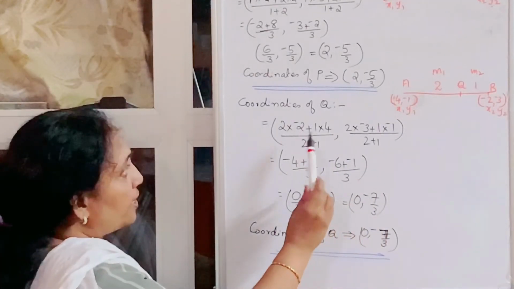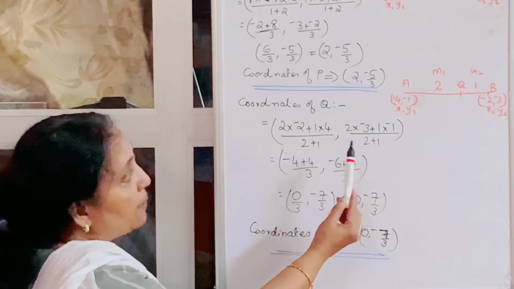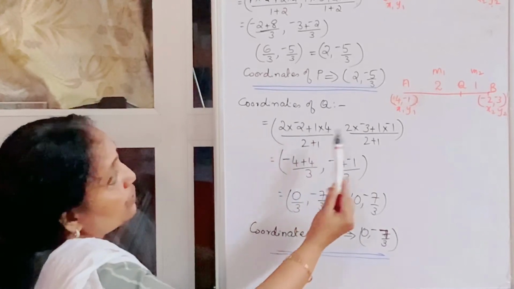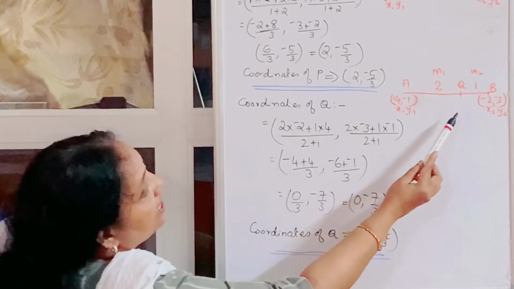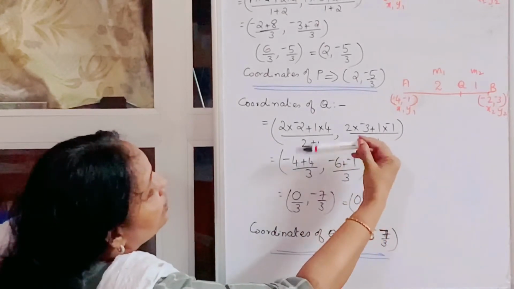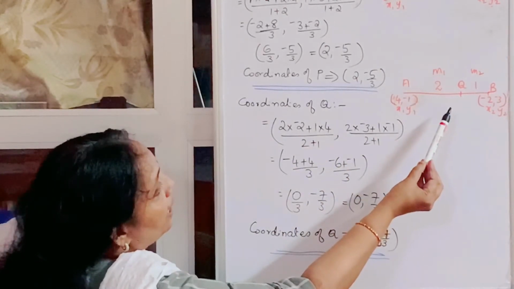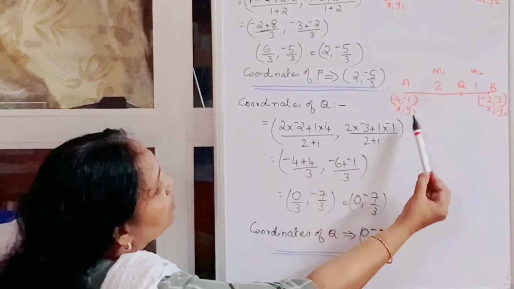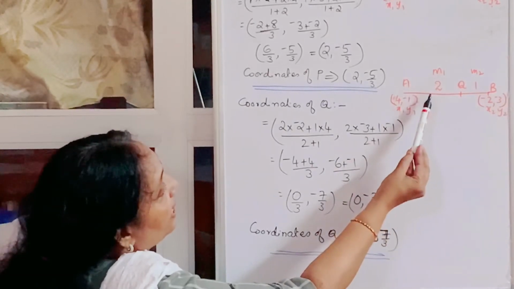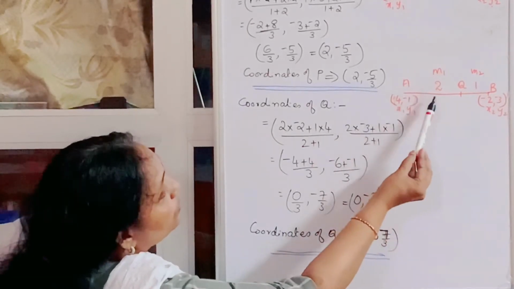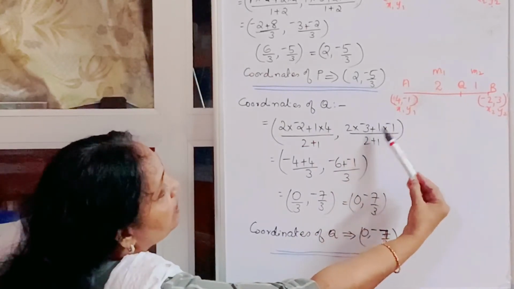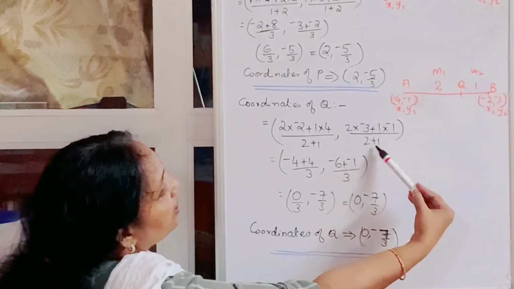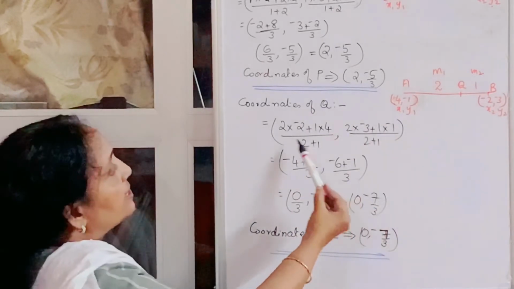Now coordinates of Q. Q divides AB in the ratio 2:1. So m1 x2, that means m1 is 2 into x2 is negative 2, that means 2 into negative 2, plus m2 x1, that means 1 into 4, divided by m1 plus m2, that is 2 plus 1. Then m1 y2, that means 2 into y2 is negative 3, plus m2 y1, that means 1 into negative 1, divided by m1 plus m2.